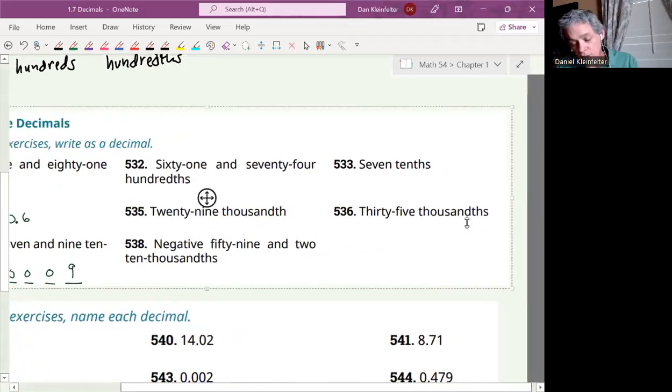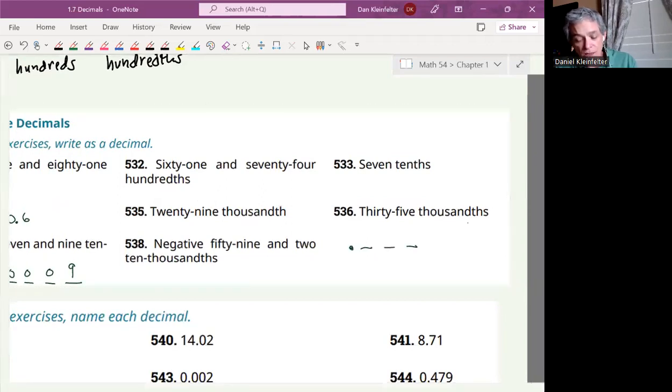Okay, let's try a few more. 35 thousandths. Here's the dot. The thousandths place is 3 digits to the right of the decimal point.